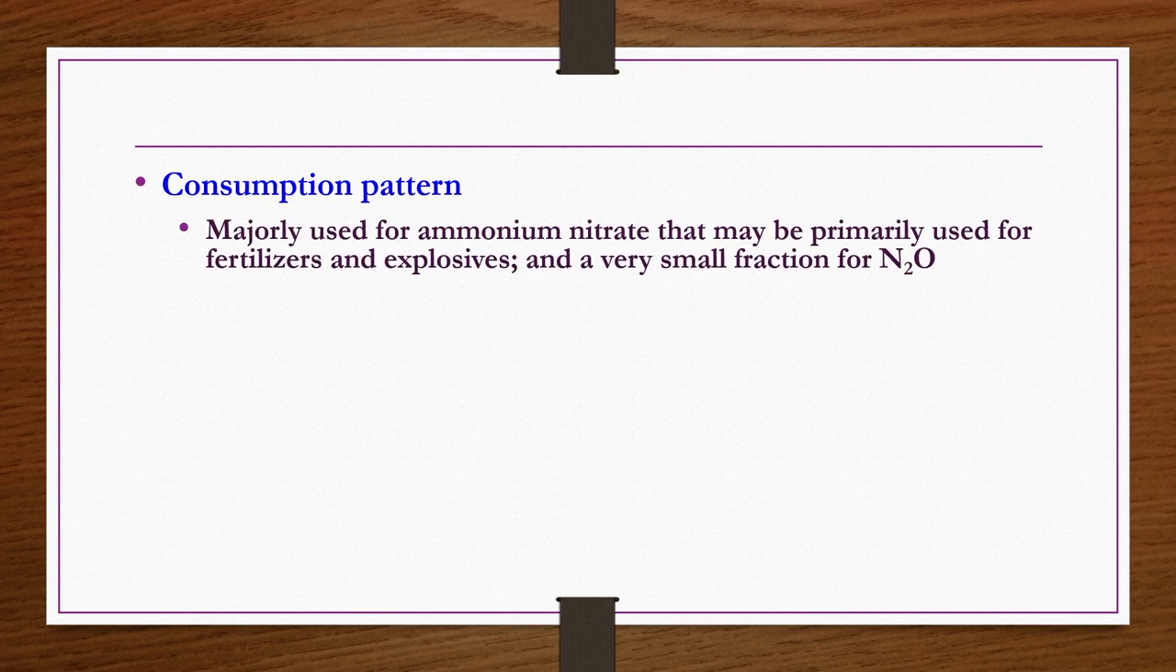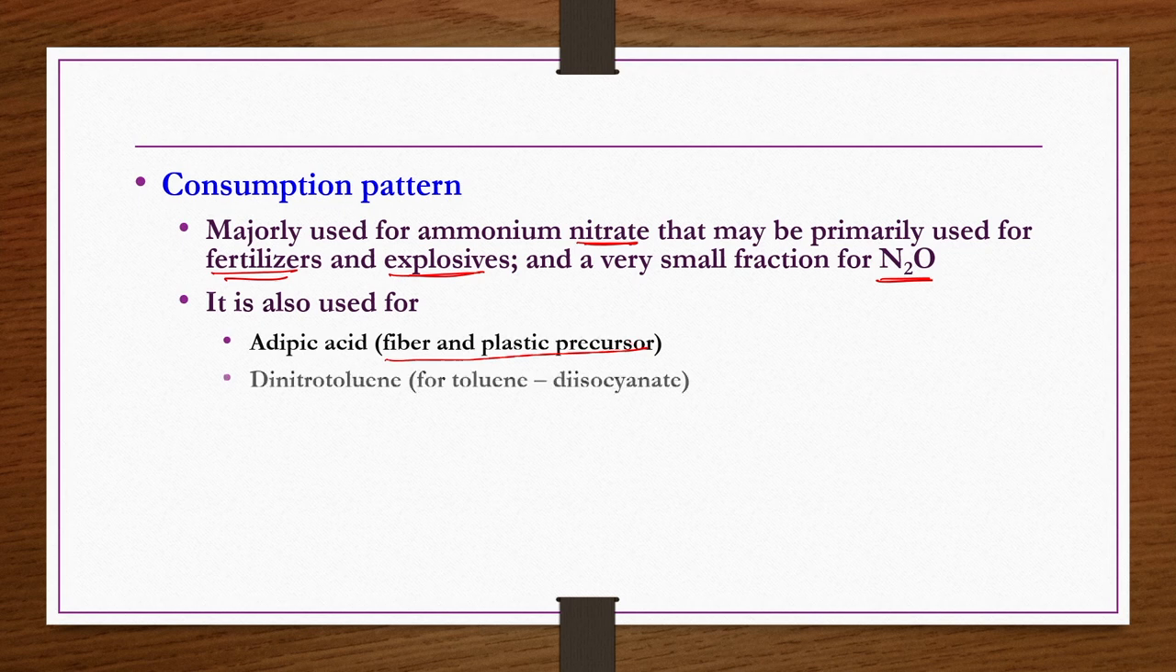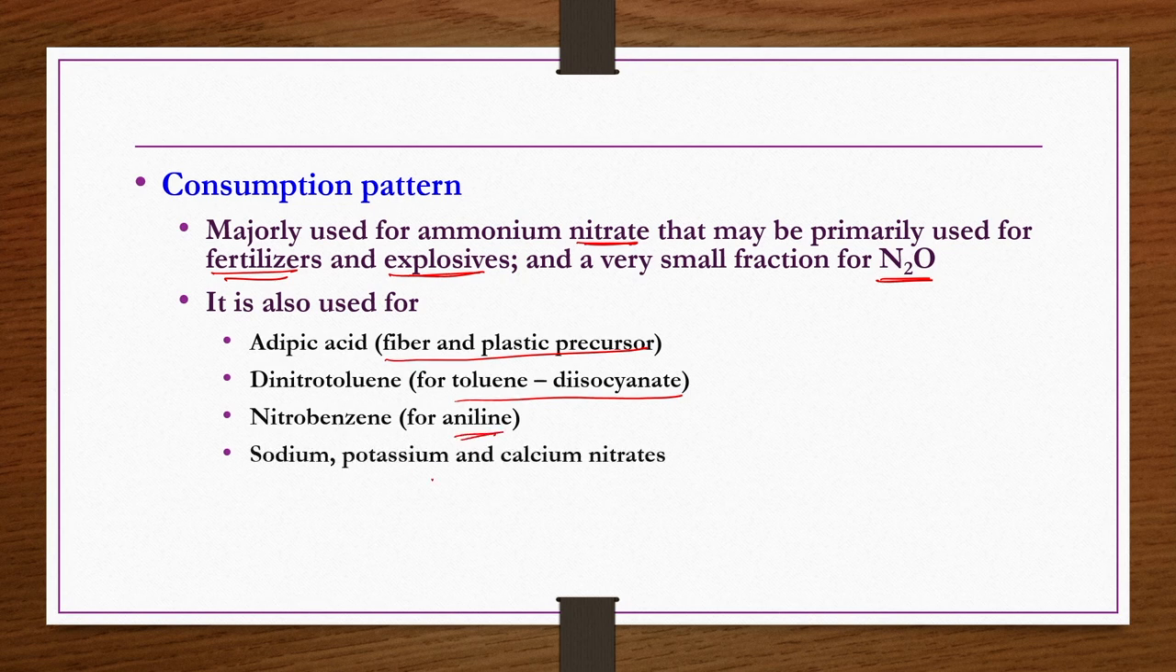Consumption pattern: primarily, nitric acid is used for ammonium nitrate production, which is used mainly for fertilizers as well as for explosives. It is also used for the production of several chemicals such as adipic acid, which is used as a fiber and plastic precursor in polymer industries, then dinitrotoluene for preparation of toluene diisocyanate mixtures, then nitrobenzene, for example for aniline preparation, then sodium, potassium and calcium nitrate production, other nitro compounds for explosive purposes as well, and so many other miscellaneous purposes.